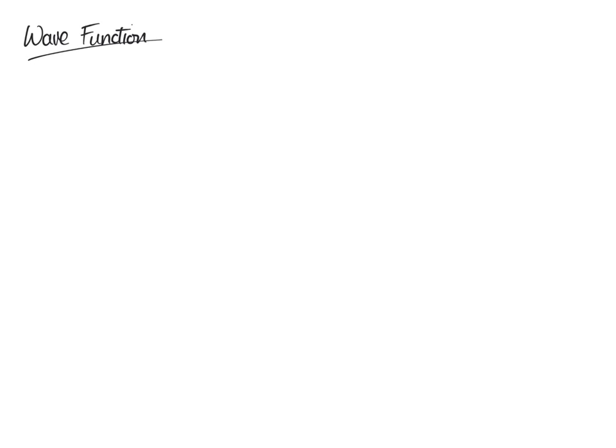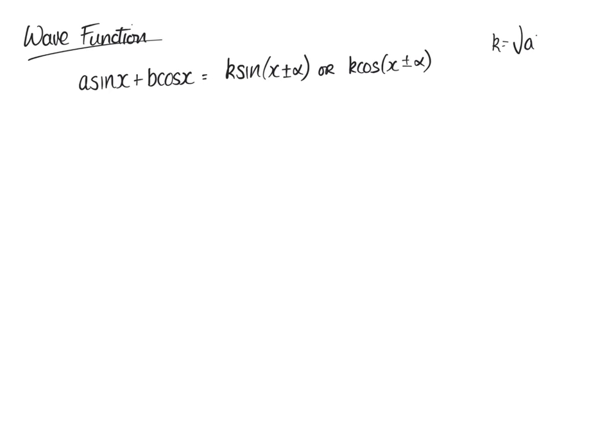Okay, so we've started our wave function and we know that we're starting with a sine wave and adding a cos wave, and we're combining them to get either k sine of x plus or minus alpha, or k cos of x plus or minus alpha. And we've found that k is equal to the square root of a squared plus b squared.